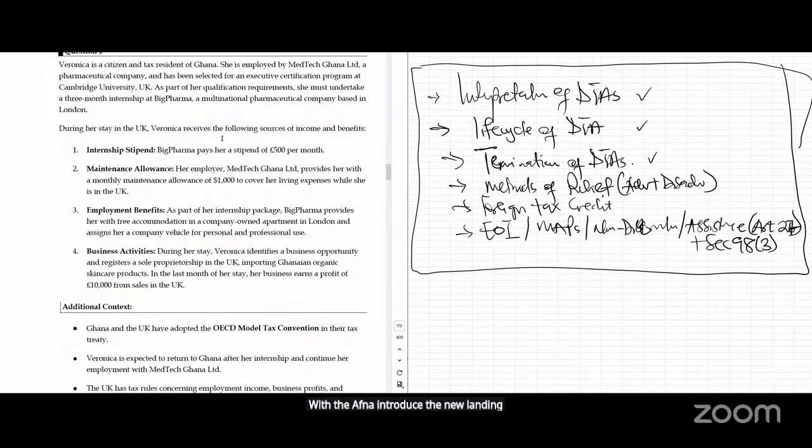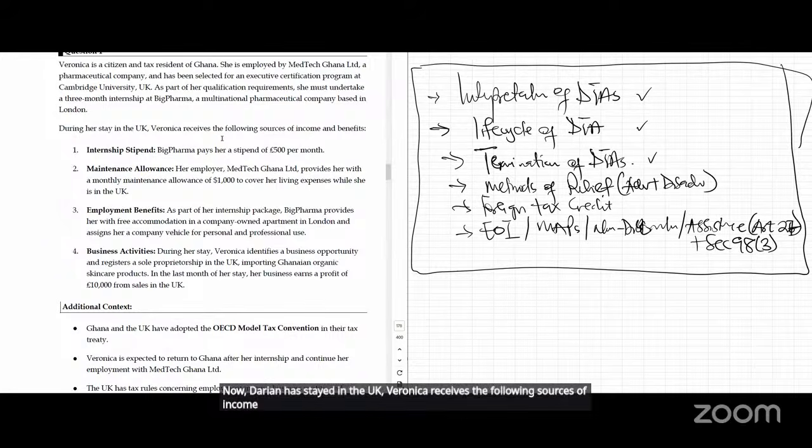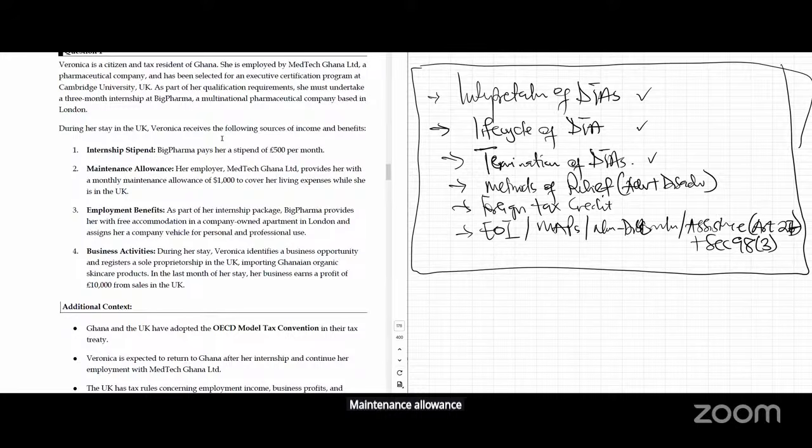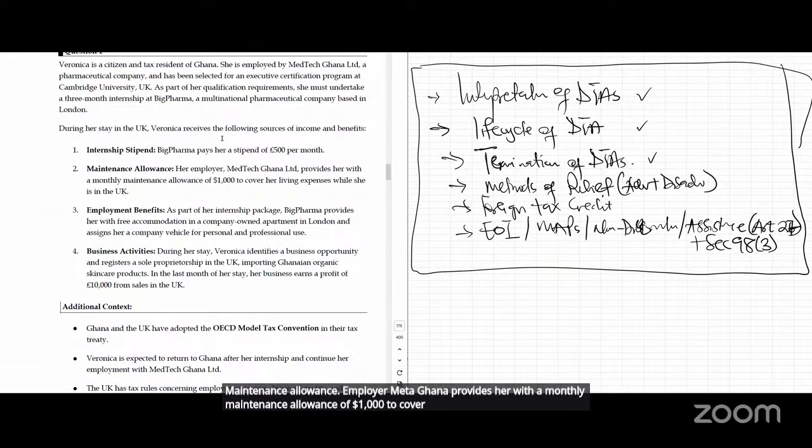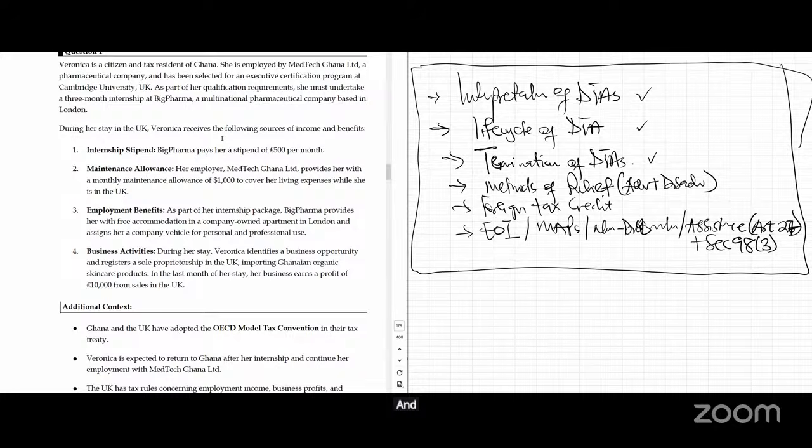During her stay in the UK, Veronica receives the following sources of income and benefits. 1, internship stipend. Big Pharma pays a stipend of £500 per month. Maintenance allowance. Her employer, Medtech Ghana, provides her with a monthly maintenance allowance of $1,000 to cover her living expenses while she lives in the UK. Employment benefits. As part of her internship package, Big Pharma provides her with free accommodation in a company-owned apartment in London and assigns her a company vehicle for personal and professional use.